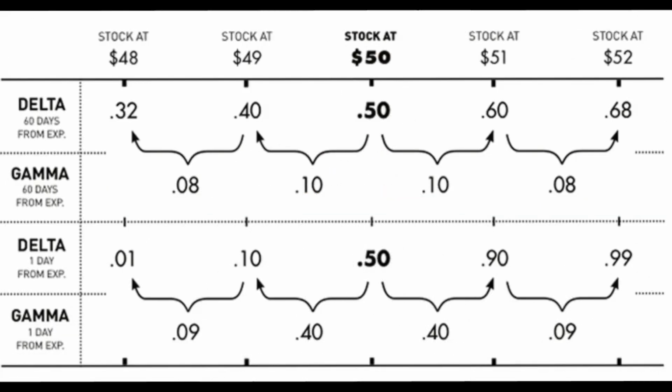So here we look at this chart. We have a stock trading at $48, delta at 32 cents. So when that stock hits 49, it'll be a 32-cent increase. Gamma is 0.08. So the next day, now the delta is 40. And the next day, gamma is 0.10, the delta is 50. And as you get closer to expiration, you see that the gamma spikes up from 0.09 on the bottom to 0.40.